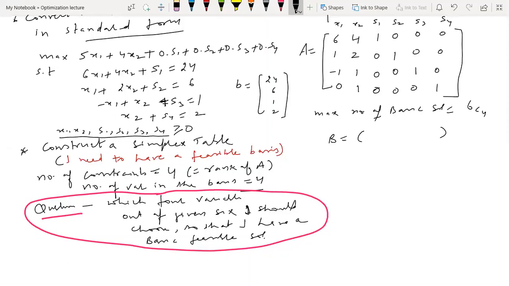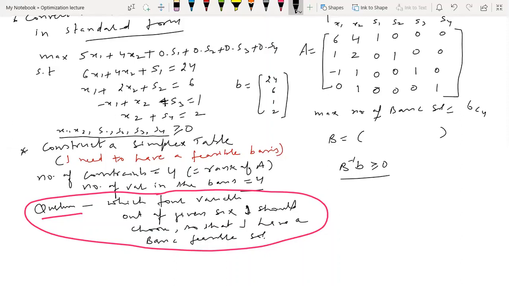Now the question is, which 4 should I put? x1, x2, s1, s2. So what happens is that when you choose these 4 variables, you need to calculate B inverse b, and B inverse b should be greater than or equal to 0. So I need to choose those 4 variables for which B inverse b is greater than or equal to 0. Now it is very difficult to see, suppose I choose x1, x2, s1, s2.